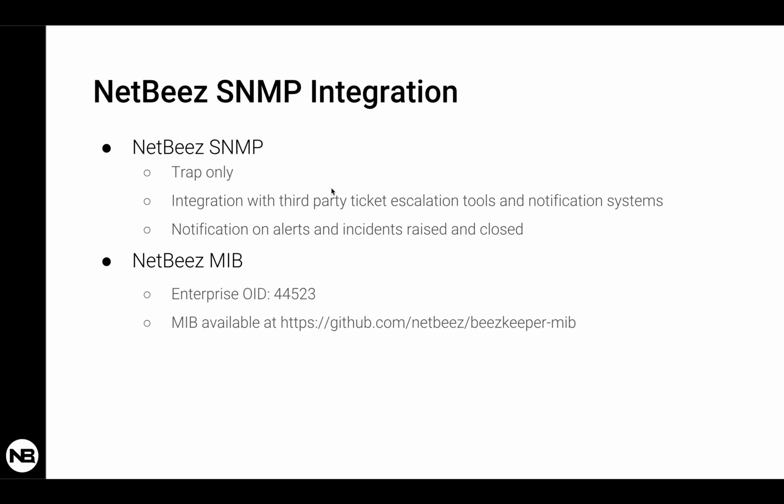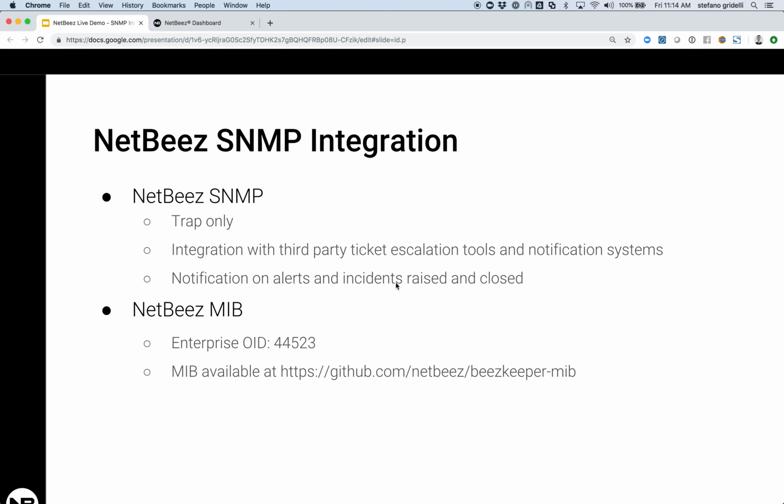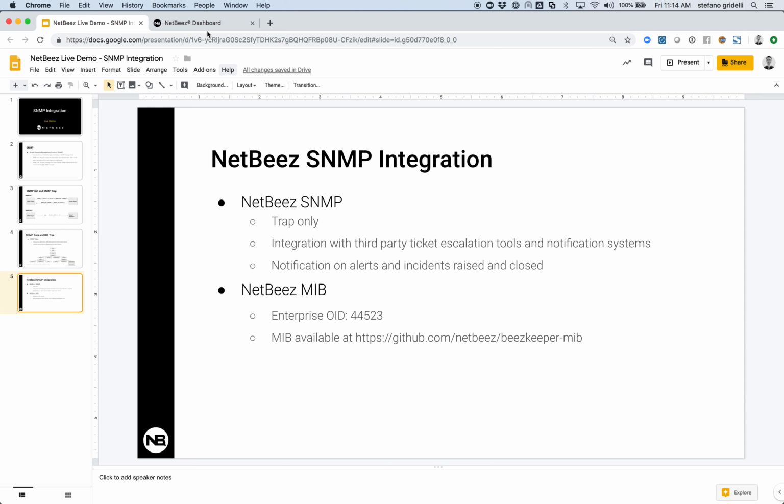To use the SNMP NetBeez integration, you have, of course, to download our own MIB, which we made available on GitHub. You can also find this URL in our online documentation, just in case. And you'll have to import that MIB on your trap receiver, the external third-party system, so that the system can translate the OID, which is a dotted number in the end, to an actual message that is human readable, and that's what a MIB is. Maybe I can show you quickly how the MIB looks, but let's first see how the NetBeez integration works.